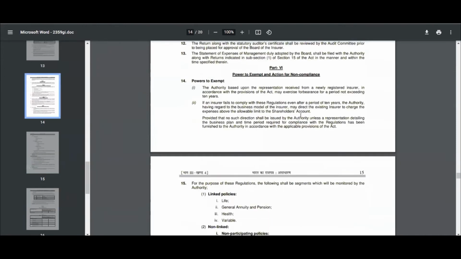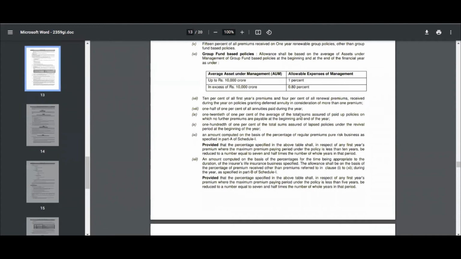However, there is a catch, or an exception, provided that if the insurer is in life insurance business and the policy has a premium payment term of less than 10 years, then that percentage would reduce to 7.5 times the number of whole years in that period. So if the policy premium payment term is less than 10 years, then it would be reduced to 7.5 multiplied by the number of whole years. And also there is another exception for policies which are not so, there is also a criteria related to the duration.